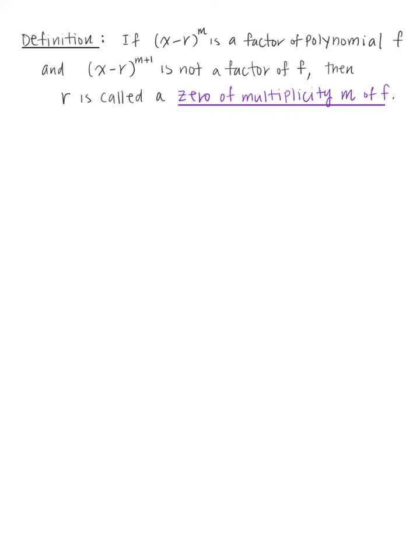Now, before we start having a lot of fun with graphing for this section, we have to know this definition here. So let's just go over it. Definition: if x minus r to the m is a factor of a polynomial f, and x minus r to the m plus 1 is not a factor of f, then r is called a zero of multiplicity m of f. You're probably going, what the heck is this? Like with the m and then the whole m plus 1? It basically is telling you this. So let me just do it by example.